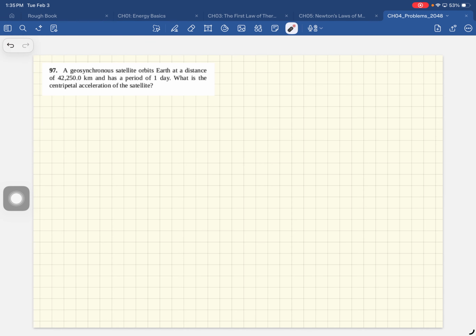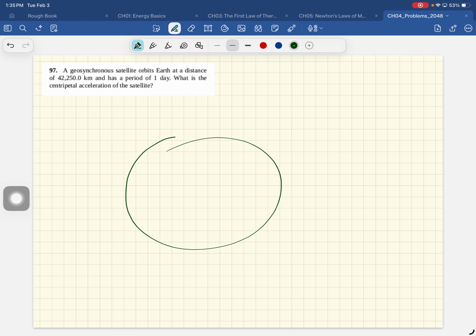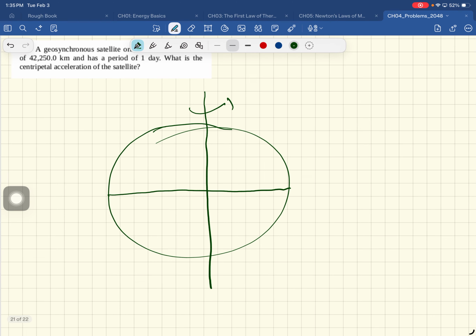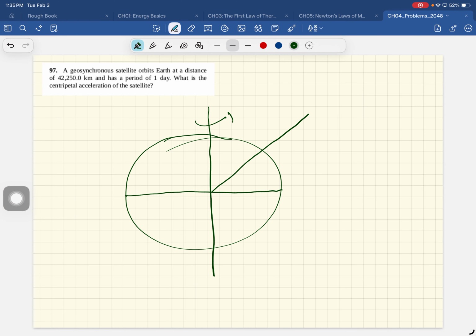All right. So now you know about geosynchronous satellites. What is the centripetal acceleration? You're going in a circle. The centripetal acceleration is v squared over r. What is the speed v? The speed v is 2 pi r over the period of the satellite. What is the period of the satellite? 1 day.